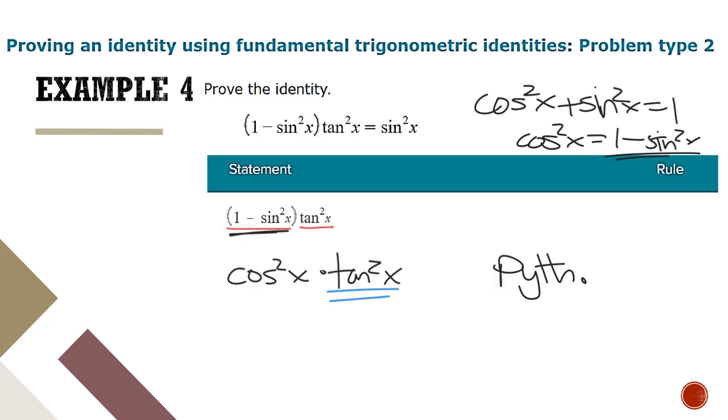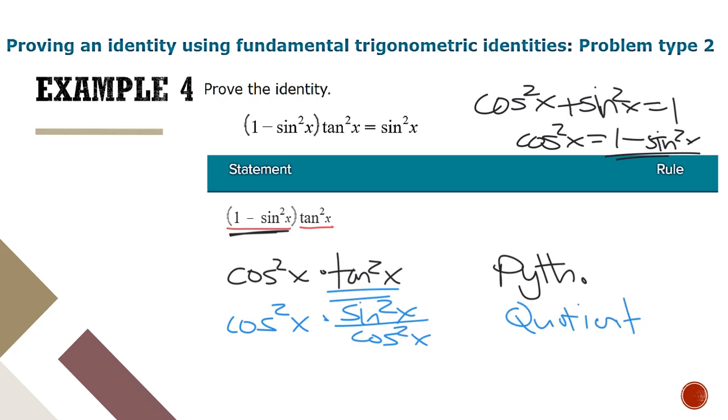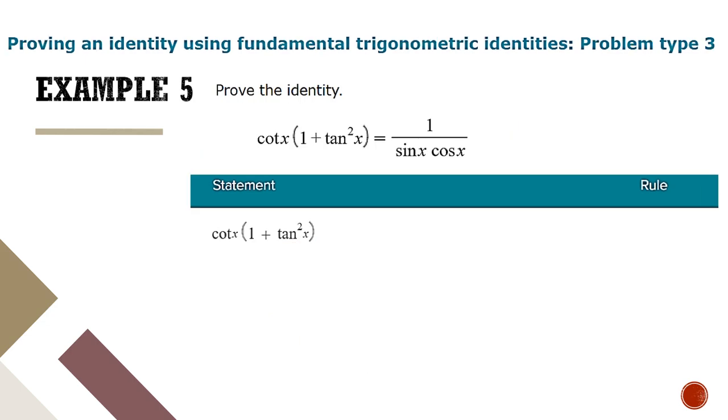So now we can use a quotient identity. We have cosine squared of x, times our quotient identity, just remember, this is sine squared of x over cosine squared of x, which is a quotient identity. And then we can simplify those really easily using algebra, which gives me that sine squared of x. And then we're done. So let's do one last one before I have you try one on your own. We're trying to go from here to here.